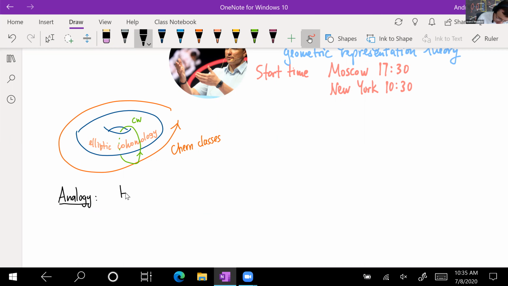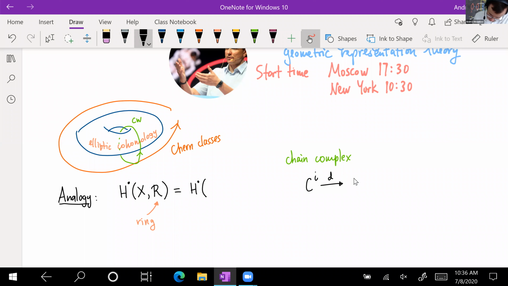analogy would be with ordinary cohomology of X with coefficients in some ring, since we want multiplication, so R would be a ring. And so this is cohomology of some complex. So there's a chain complex. This is your i-th chain, go to the differential, goes to the i plus one chain, and so forth.